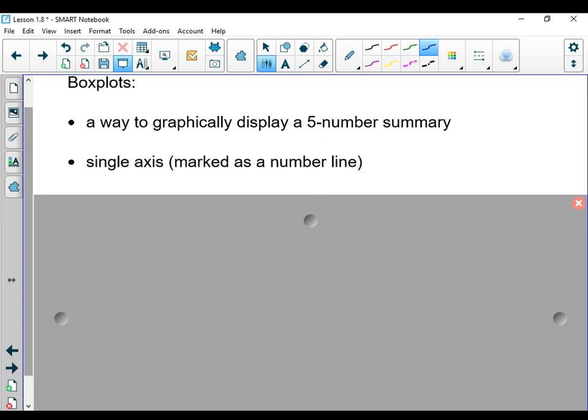Some things about a box plot, kind of like a dot plot, it'll only have a single axis. Most of the time it's going to be horizontal. Just like a dot plot, we're going to mark it like a number line. So you got to have an interval.